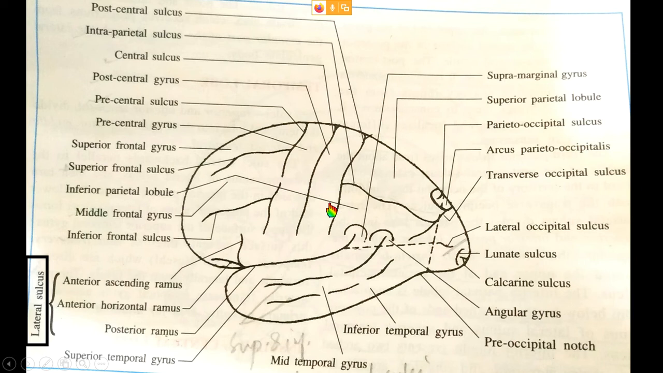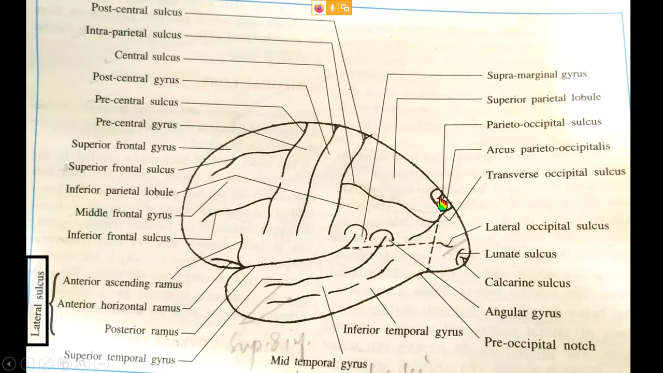Okay, let us go deeper and discuss the other sulcus. The other sulcus is the intraparietal sulcus. This intraparietal sulcus arises from about the middle of the postcentral sulcus and extends backward to the territory of the occipital lobe. So what is the territory of the occipital lobe? The parieto-occipital sulcus and the pre-occipital notch.